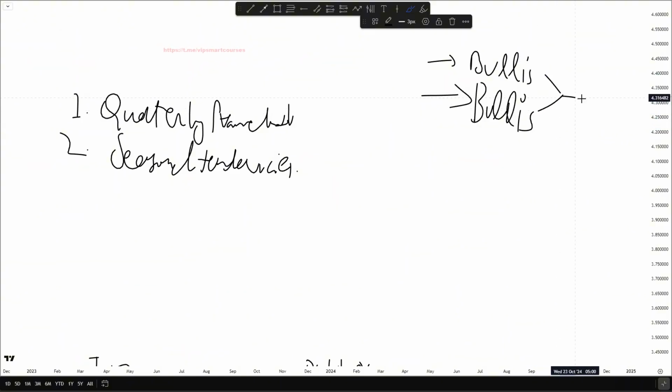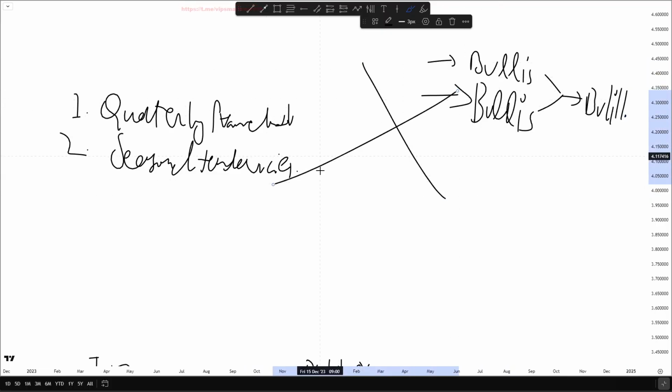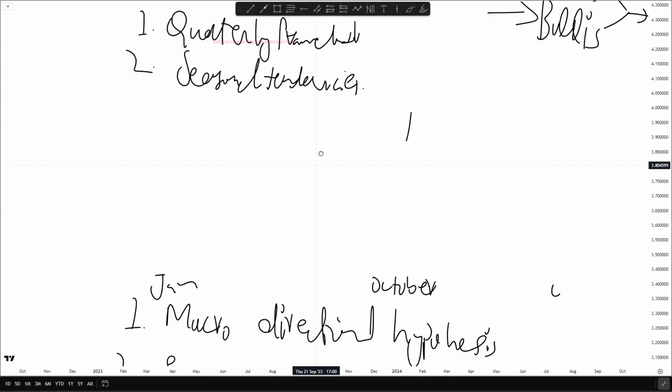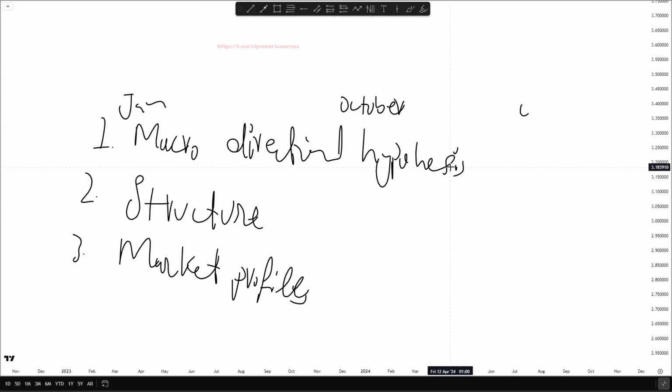And combining all of these two together, we have another bullish hypothesis. Now let's say if one of them suggested bullish price action and the other one suggested bearish price action, then in that case we would just completely dump this idea because both of them are not in alignment with each other. But if they are aligned with each other like we have in this instance, then we will have a bullish hypothesis.